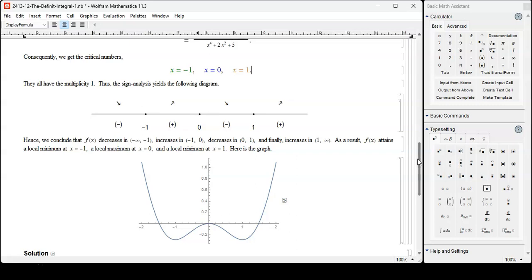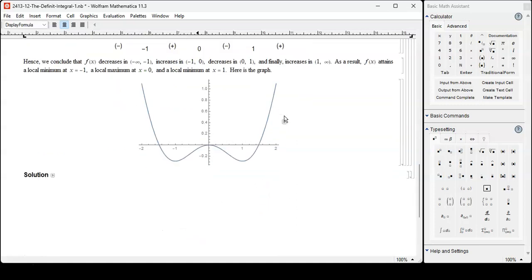So you can do the sign analysis like this. Plug in a big number, like infinity, so all positive. That's the easiest place. And then keep crossing those critical numbers. They all have odd multiplicities. We have the sign change, minus, plus, minus, so that's decreasing, increasing, decreasing, increasing, and that's visualized by this graph here.